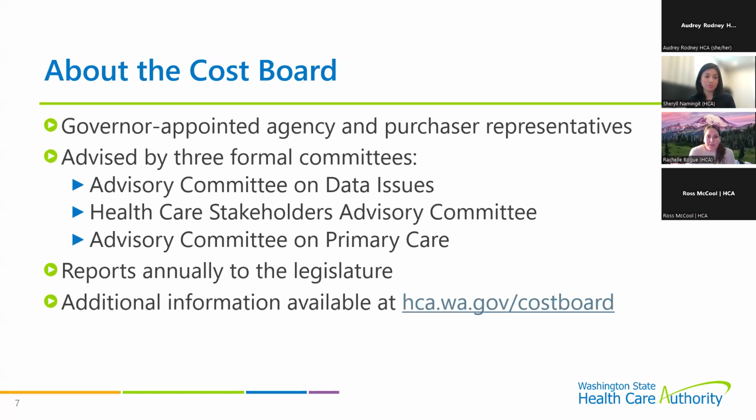So board membership is governed by legislation, which is comprised of governor-appointed agency and purchaser representatives. And the board is advised by 3 formal committees. The first is the Advisory Committee on Data Issues, which is comprised of economists, researchers, and other data experts who are able to provide feedback on data calls and data analysis on existing data sources. And they help determine cost drivers in the state of Washington.